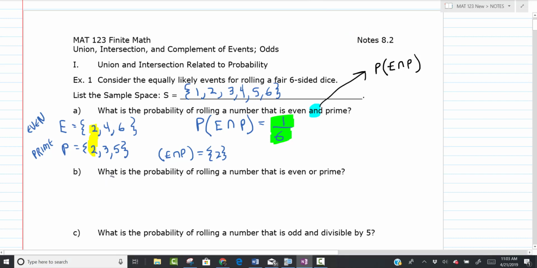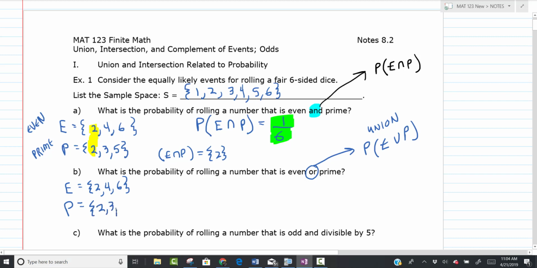All right, next problem says, what is the probability of rolling a number that is even or prime? When you see the word or, you want to think of union. So this is the probability of even union prime. I'm going to do the same thing on this and write down these two sets again. The even numbers are 2, 4, and 6. The prime numbers would be 2, 3, and 5.